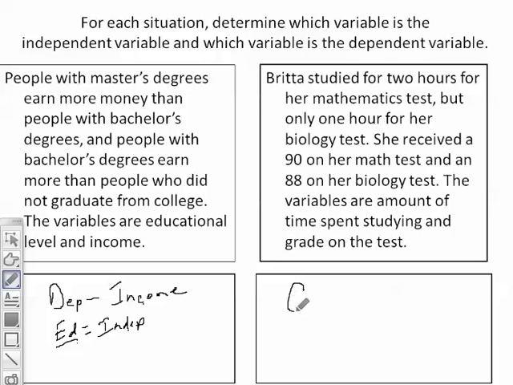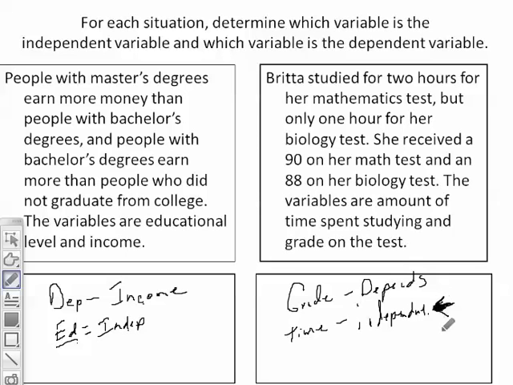So the grade is the dependent variable. It depends. The time is the independent. Okay? Now, big clue when you're looking at these things, almost always if time is one of the variables you're dealing with, time doesn't depend upon anything. It's usually the independent variable. Very rarely does time depend on anything at all.